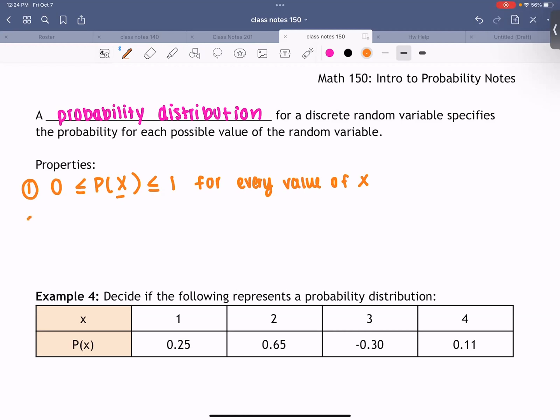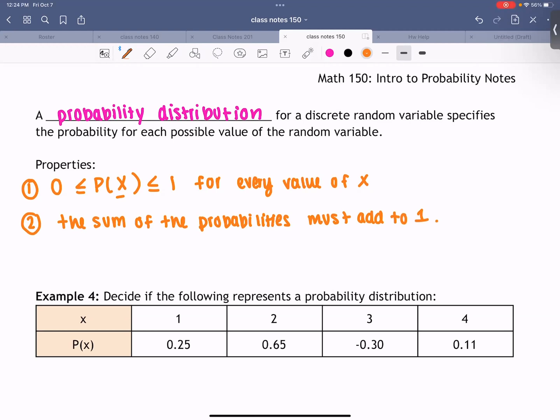The second property of a probability distribution is when I add up all the probabilities, that means the probability of everything happening, the probability of everything has to be equal to 1. So the way I'm going to write this is the sum of the probabilities must add to 1. So if I add up all the probabilities, I should get 1.